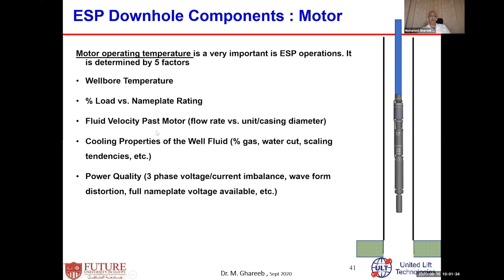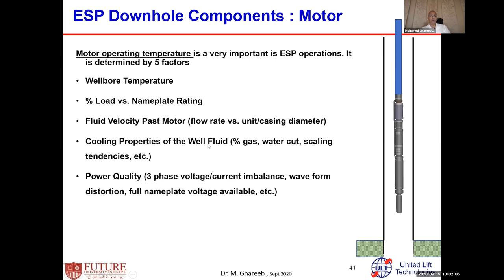For that reason, there is fluid velocity past the motor. How fast is the velocity of the fluid past the motor? If the flow past the motor is very high, it carries away a lot of heat from around the motor and keeps the temperature around the motor at the bottomhole fluid temperature. But if the fluid is slow, then the heat removal will be very low.